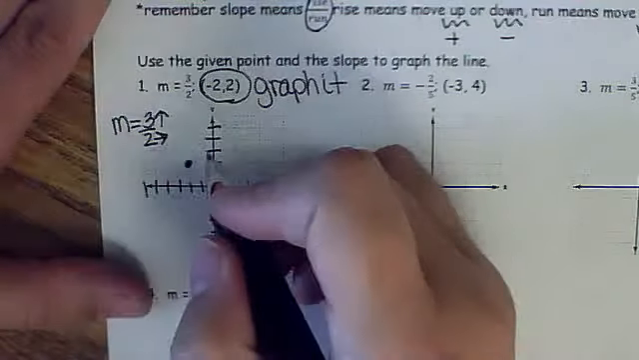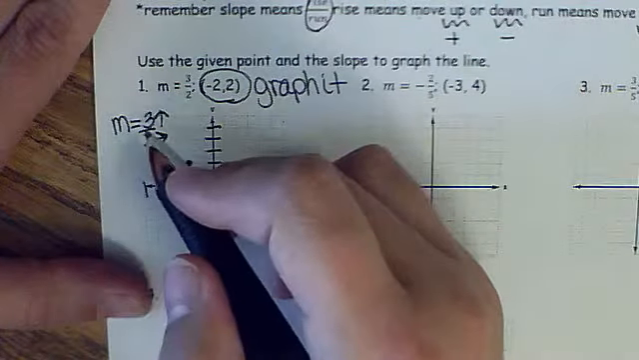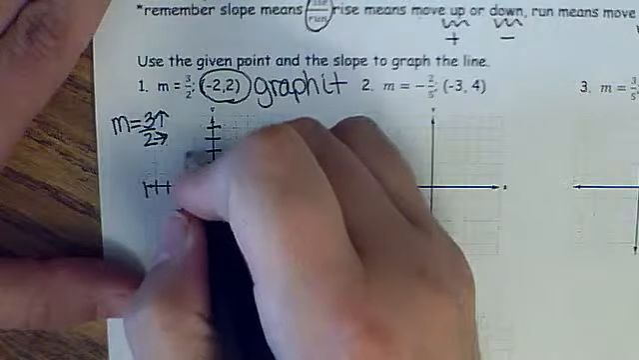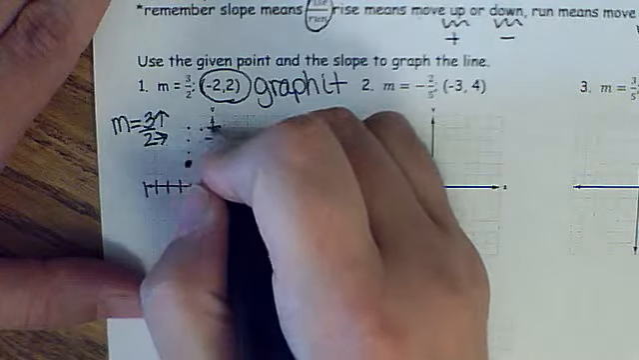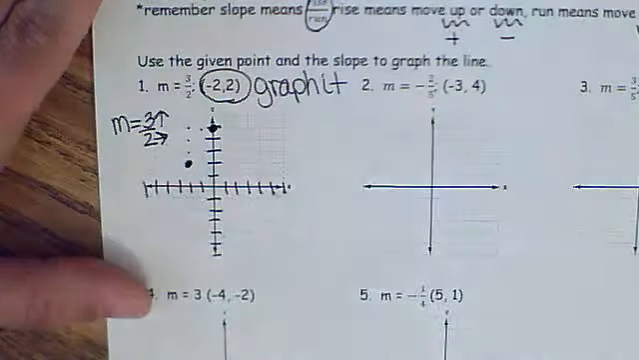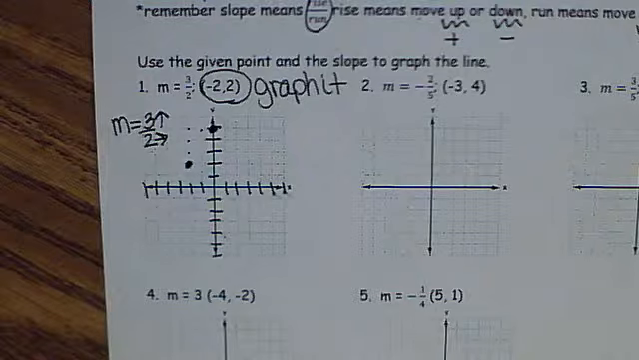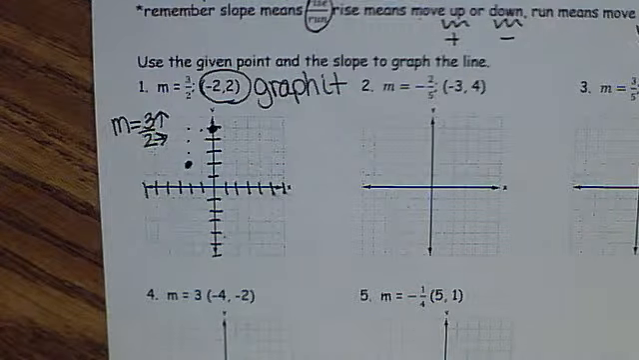Now I go to the point that I graphed and I move. Remember, slope is about moving, so I move according to these arrows. I'm going to move up 3 and over 2, and I put another dot there. Remember, slope is the rate of change from one point to the next. So slope is how I get from one point to the next. I started out at negative 2, 2. To get to the next one, I move up 3 and over 2, and I put a dot.